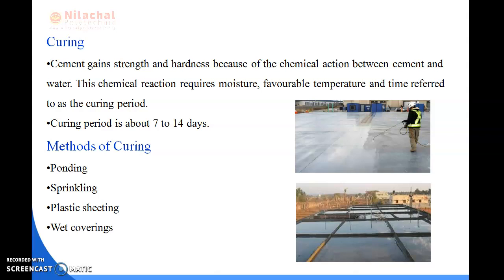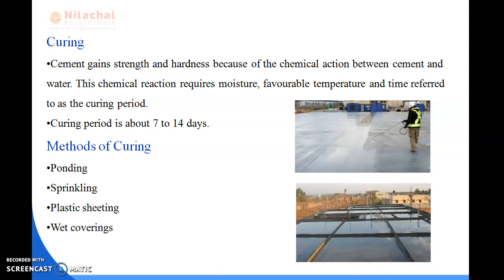So we can say that cement gains strength and hardness because of the chemical action between the cement and the water, and the chemical action requires moisture, favorable temperature, and time, referred to as the curing period. And the curing period is 7 to 14 days. Okay, and what are the methods of curing?